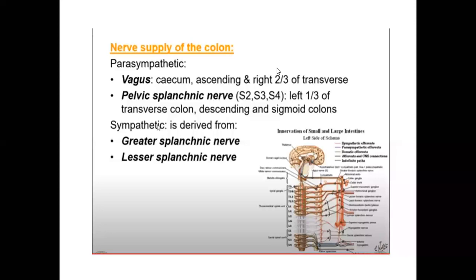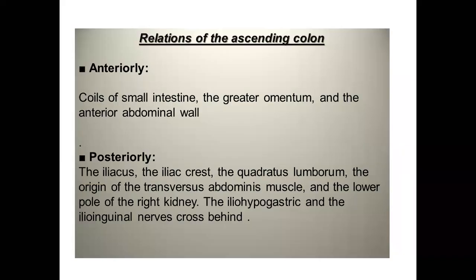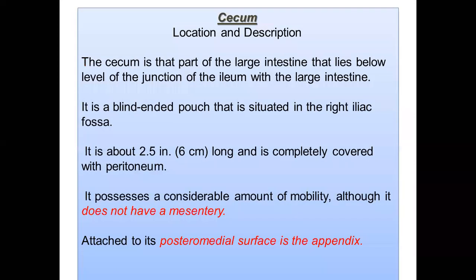Okay, if no one is trying, I'll quickly do a summary about the large intestine. The large intestine has many parts, almost six parts. It starts from the cecum, and on the posteromedial side of the cecum we have the appendix. Then we have the ascending colon, followed by the transverse colon, the descending colon, sigmoid, rectum, and then the anal canal. They all together form the large intestine.